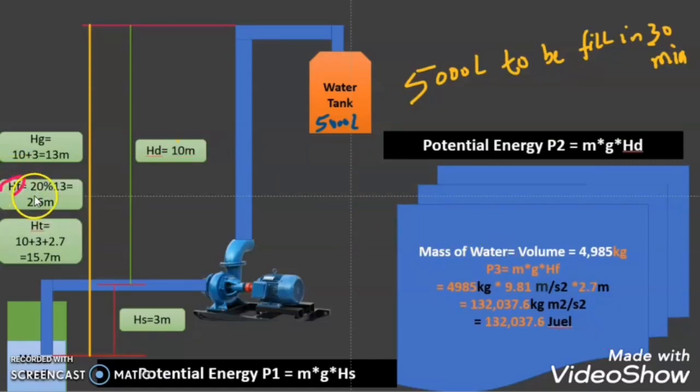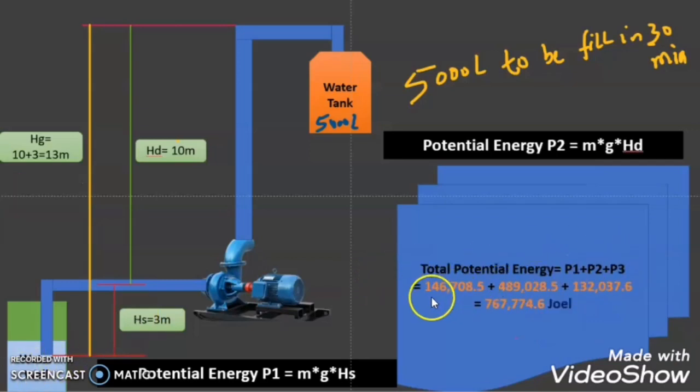So the friction head is equal to 20% of the geometrical head, that is 13 meter. So the friction head is 2.6 meter. So the potential energy required to move the water for the friction head is equal to 132,037.6 joule. So what is the total potential energy?